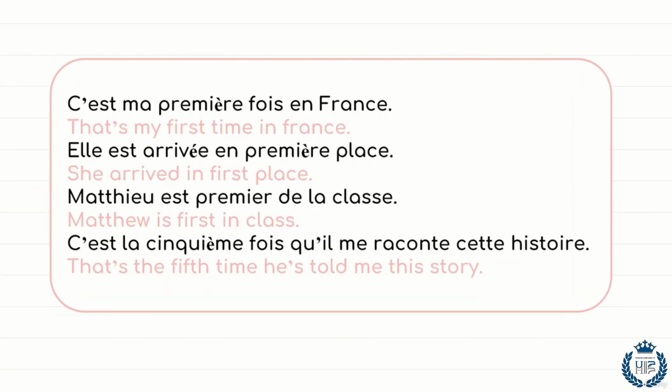Then, let's see some examples using ordinal numbers. C'est ma première fois en France. That's my first time in France. We're going to be talking about why we have an E at the end of première. Elle est arrivée en première place. She arrived in first place.